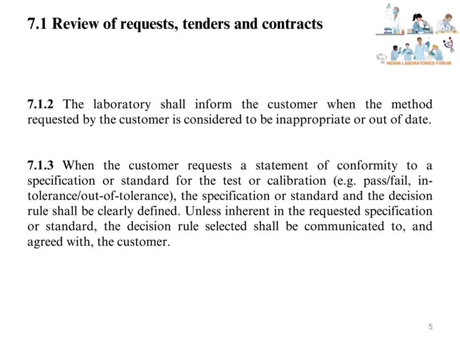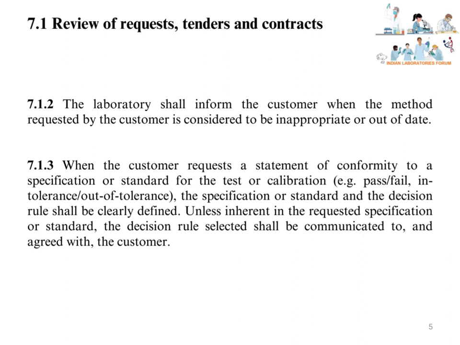When the customer requests a statement of conformity to a specification or standard for the test or calibration, for example, pass or fail, in tolerance or out of tolerance, the specification or standard and the decision rule shall be clearly defined. Unless inherent in the requested specification or standard, the decision rule selected shall be communicated to, and agreed with, the customer.